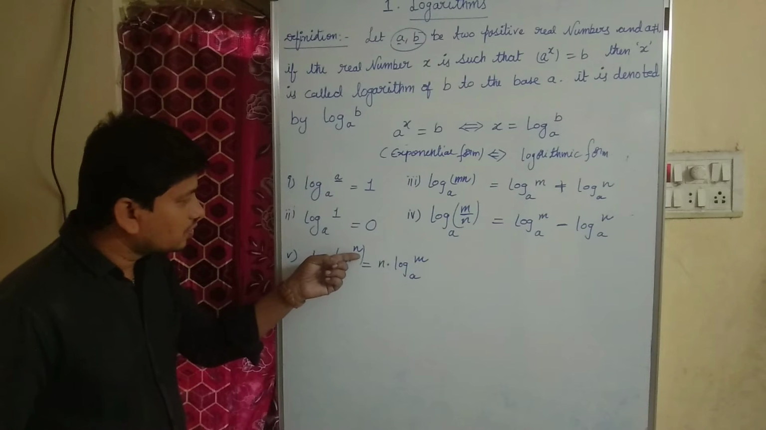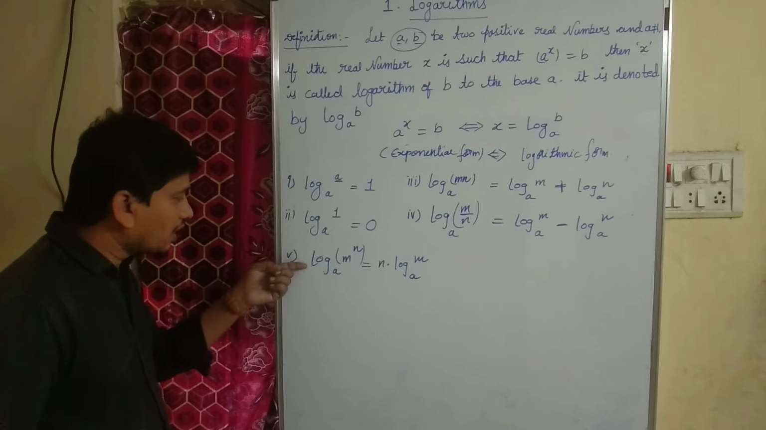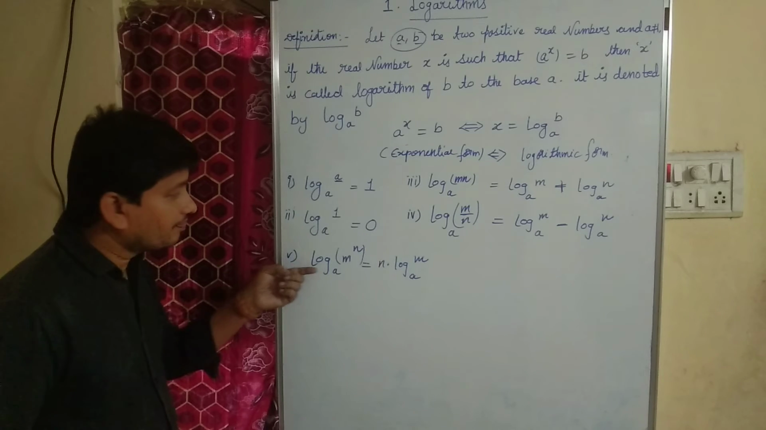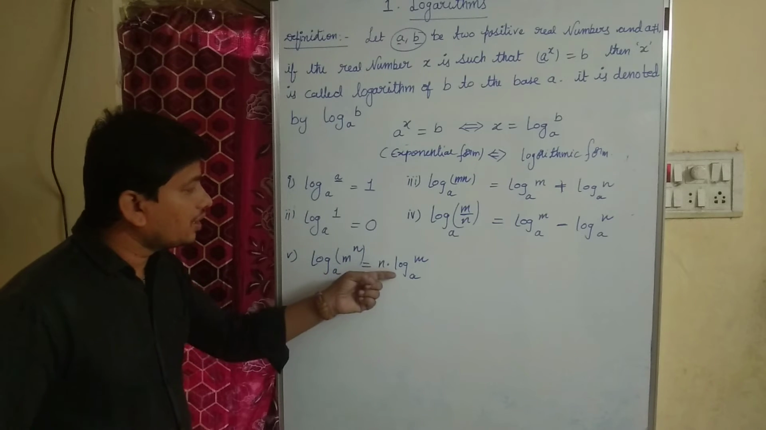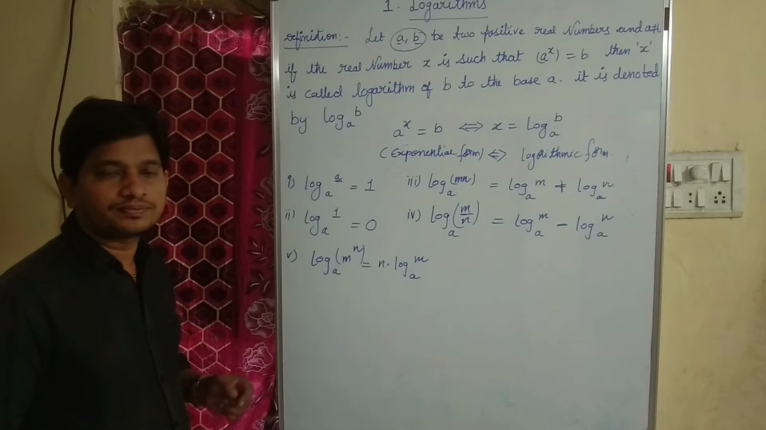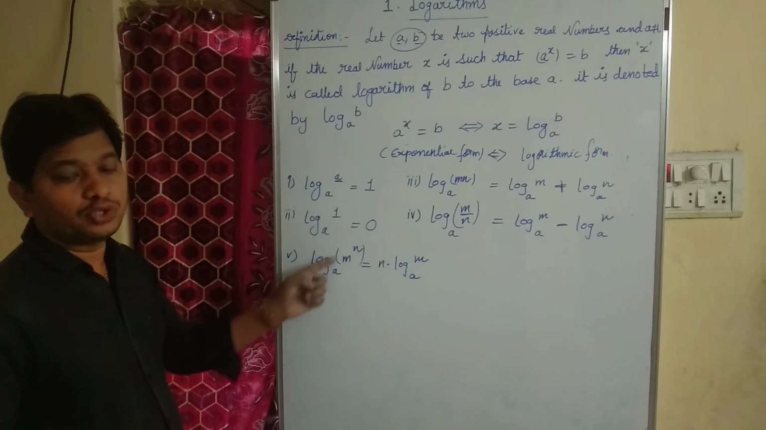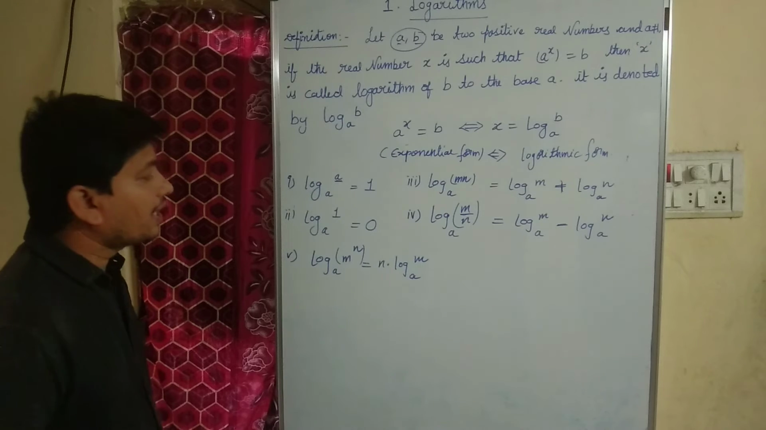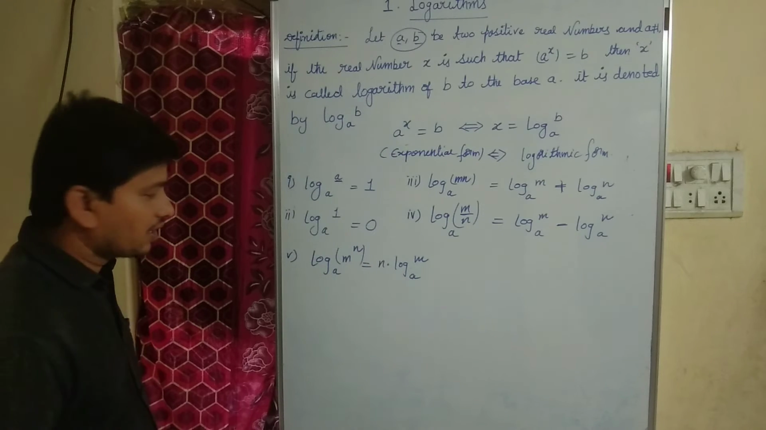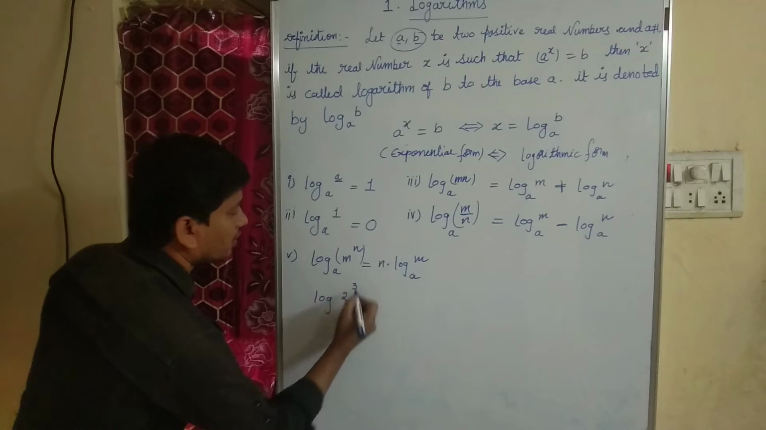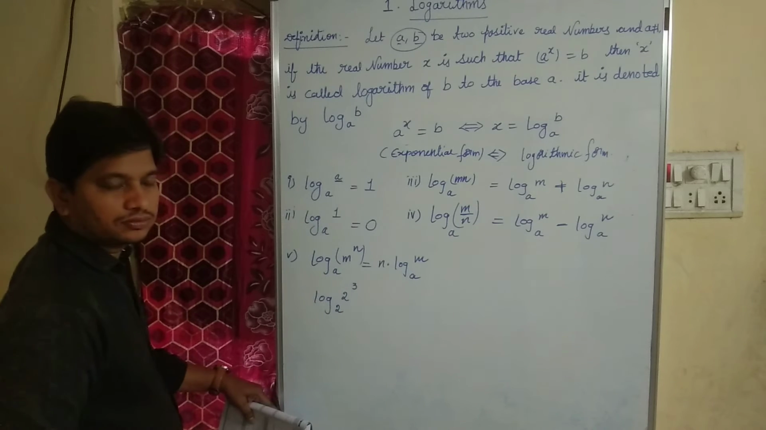What happens here? So this power n is there, no? It will come out as a coefficient. I mean it will become n into log m to the base a. Children, which is an important one? Log m to the power n to the base a is equal to n into log m to the base a. For example, log 2 to the power 3 to the base 2.